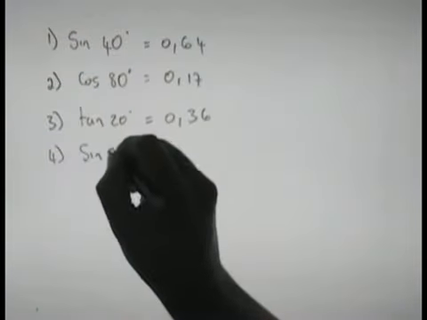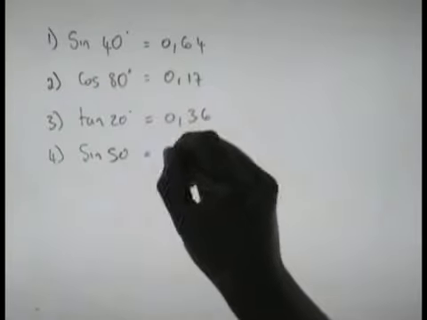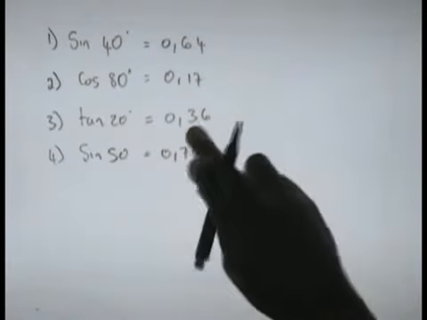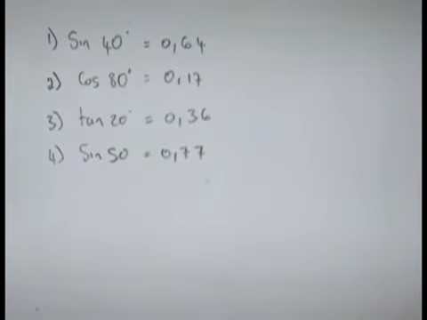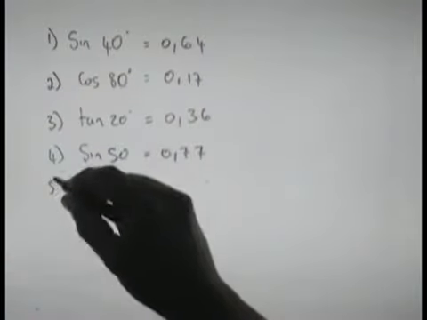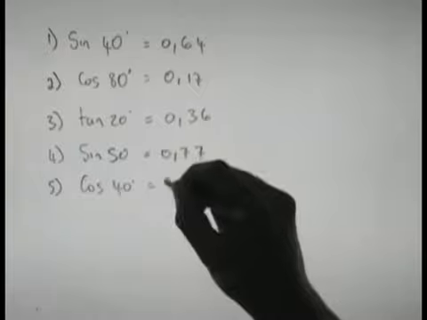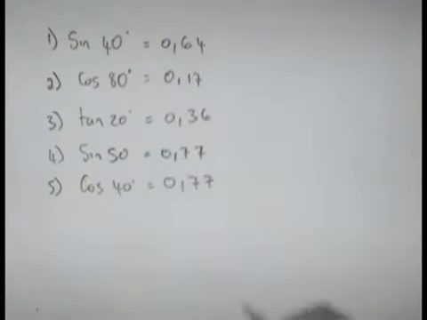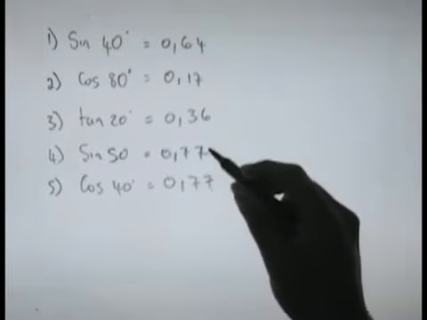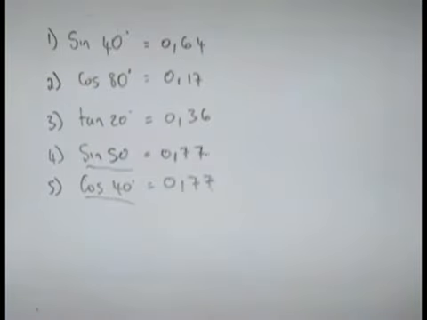The next one, sine of 50 is equal to 0.76, actually 0.77 if I round it off. Number 5, cos of 40 is equal to 0.77. Where have we seen this one before? Notice that sine of 50 is the same as cos of 40.